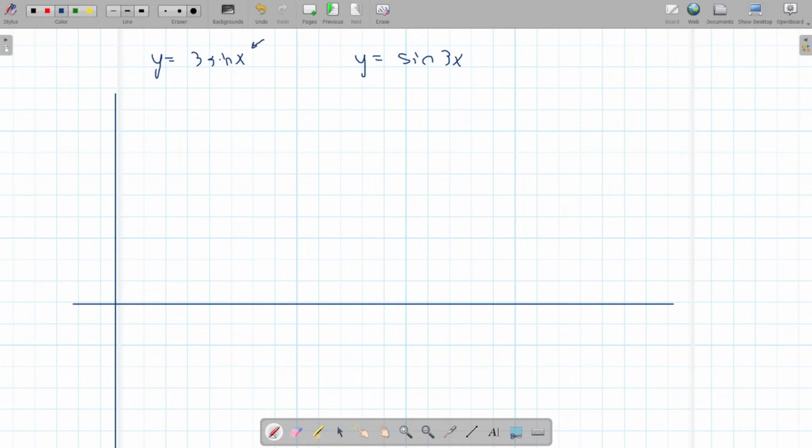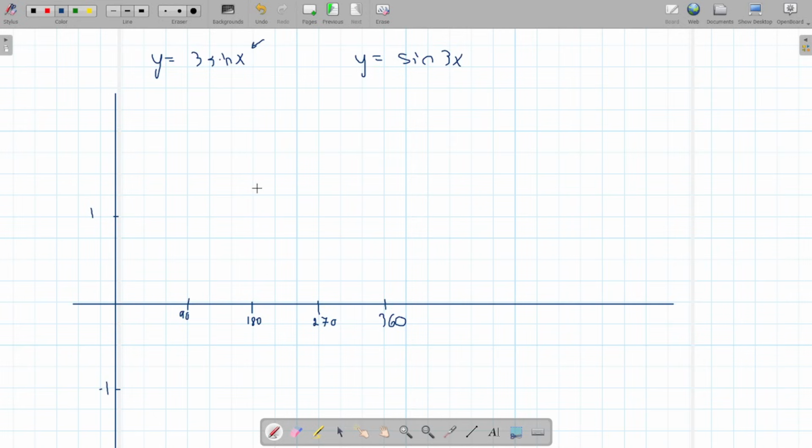Let's start with 3 sine x. The first thing you do to any graph, if it was cosine, if it was sine, is put in your spacings. It starts 90, then 180, then 270, and 360. This is the first step. The second step is put your height. Our height is always 1 and -1. This is your basic graph.